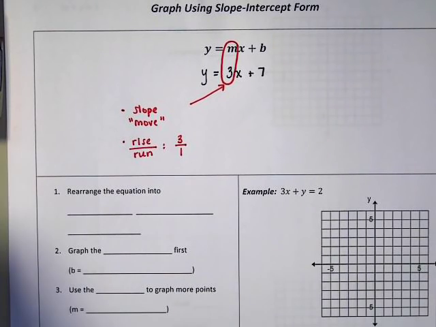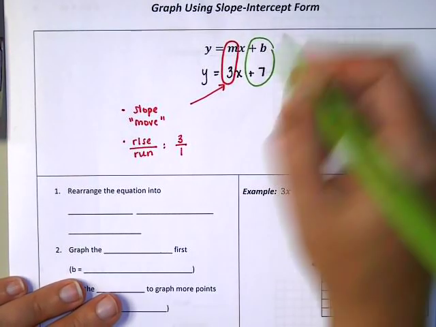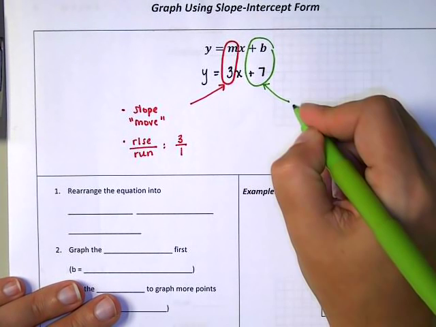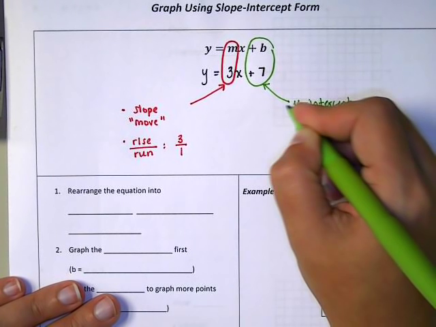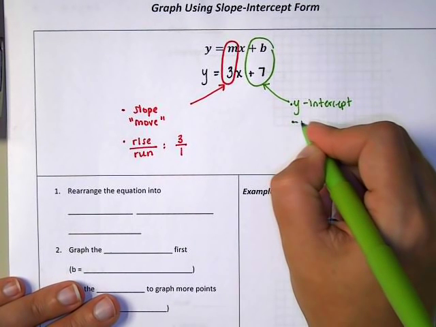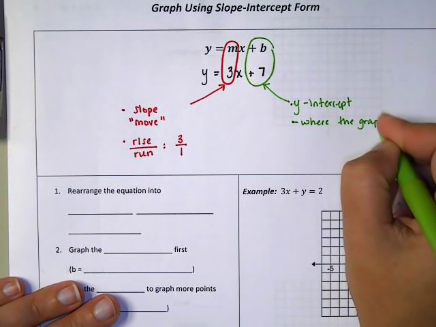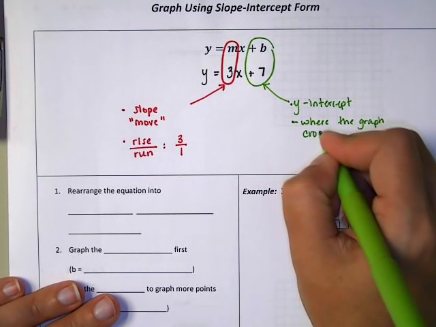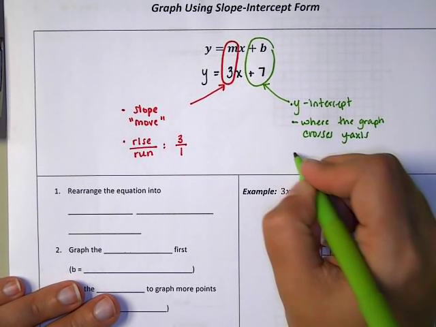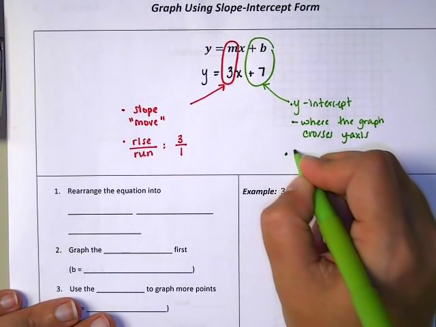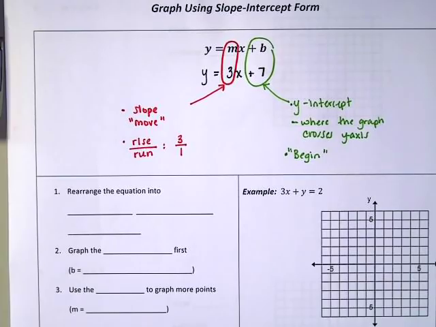The second important number in this equation is the y-intercept, the number that corresponds to the b. The y-intercept, as we've seen before, is the place where the graph crosses the y-axis. We can also think about the y-intercept as where we begin our line. We think about the b as standing for begin.